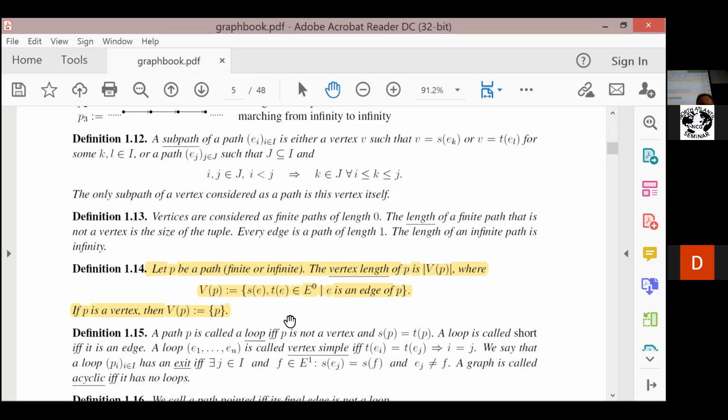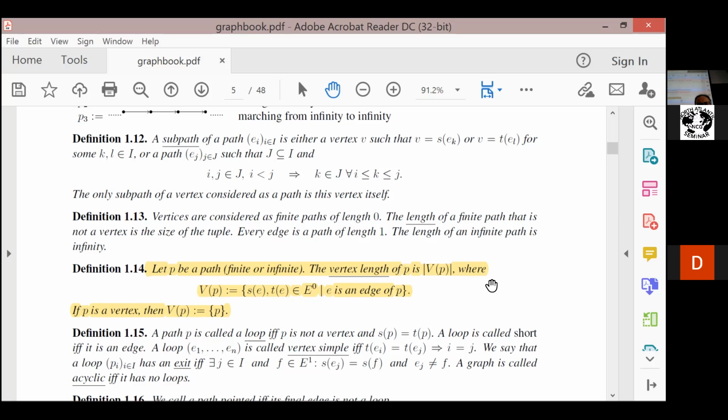which is defined as follows. This is the set of all beginnings and all ends of all edges that build the path. And if you have no edges, if your path is just a vertex, then VP is just the singleton set consisting of this vertex, as I just told you. So then this vertex length is 1.